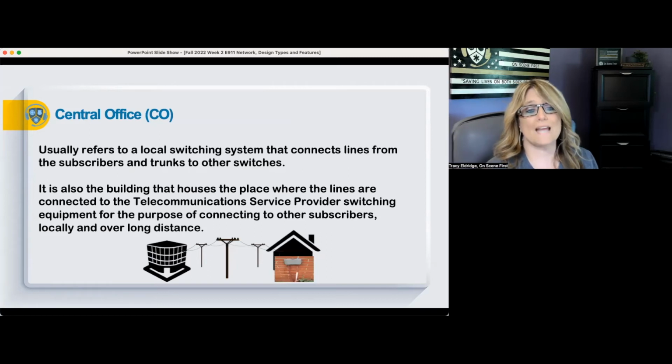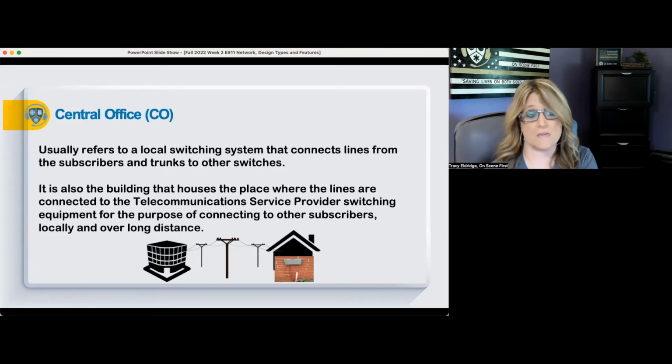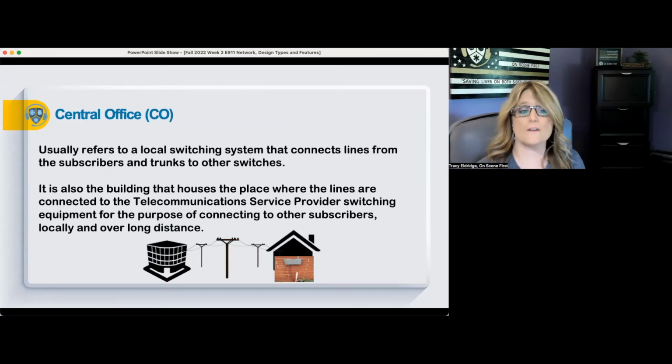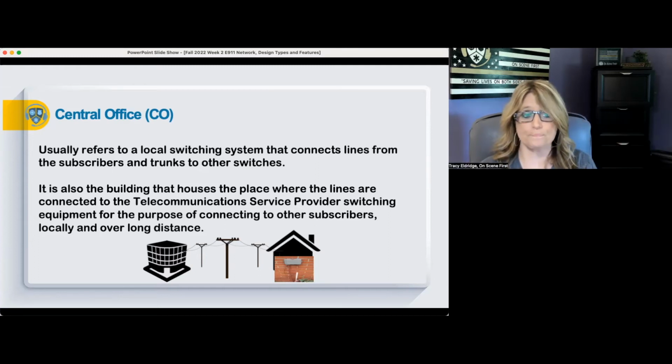It is also the building that houses the place where the lines are connected to the TSPs, the telecommunication service providers, switching equipment for the purposes of connecting to other subscribers. So it's not just the lines that are moving from one place to the other. It is the building, the central office. It's also the building that is accommodating that.